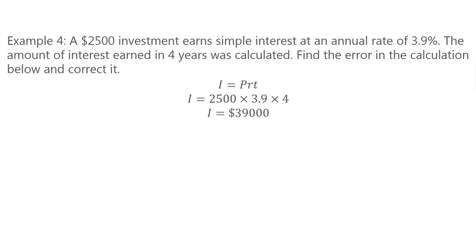Now for the last example, it says a $2,500 investment earns simple interest at an annual rate of 3.9%. The amount of interest earned in 4 years was calculated. Find the error in the calculation below and correct it. So they start off by writing the formula, which is correct. They replaced P with 2,500. That's correct. Then they replaced R with 3.9. Now that is incorrect because you're supposed to divide your interest rate by 100 to change it to a decimal. Now T is 4, which is correct.